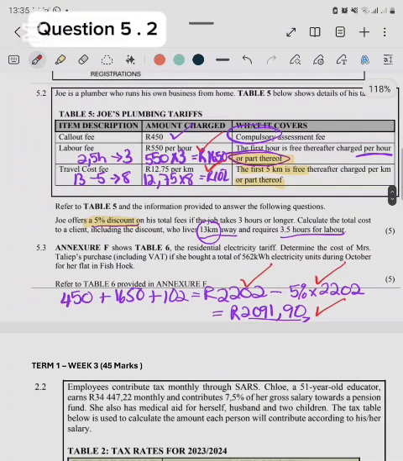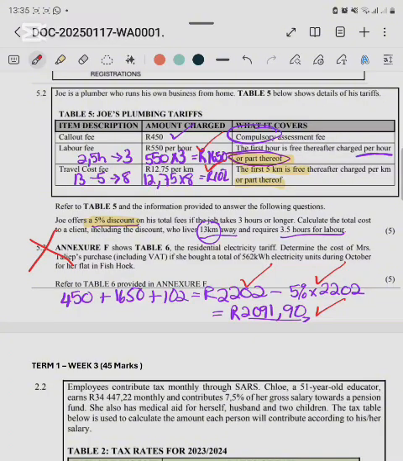So that is the end of question 5.2 and week 2's activities. It would have been out of a total of 35 because we can exclude question 5.3 because we don't have that annexure.